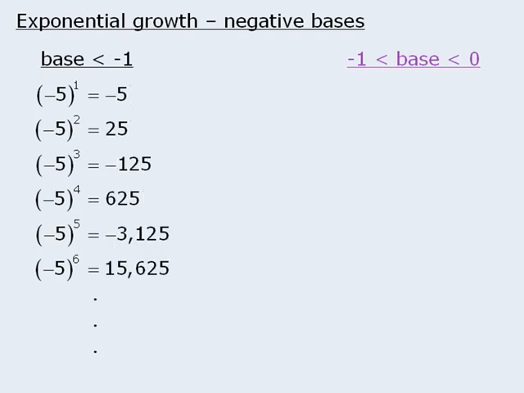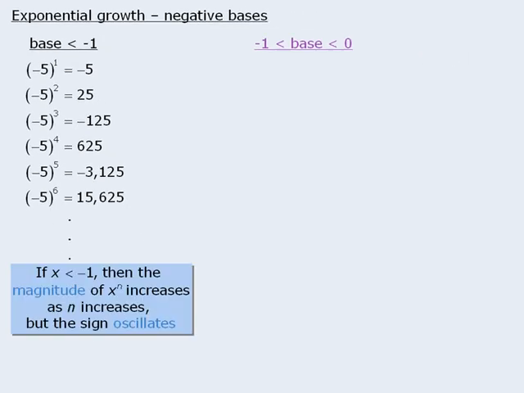When we evaluate these expressions, we get the following. Here we should make two observations. First, notice how the expressions evaluate to be positive or negative depending on whether the exponent is even or odd. Also notice that the magnitude of the expressions increases as the value of n increases. So when it comes to exponential growth, when the base is negative, we can say that if x is less than -1, then the magnitude of x to the power of n increases as n increases. But the sign oscillates from positive to negative depending on whether the exponent n is even or odd.